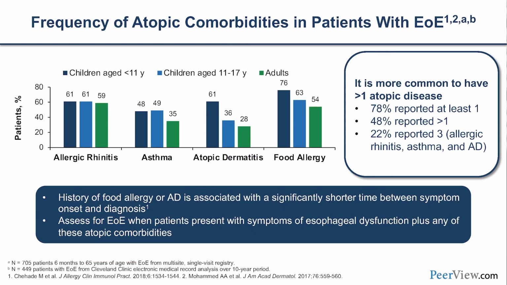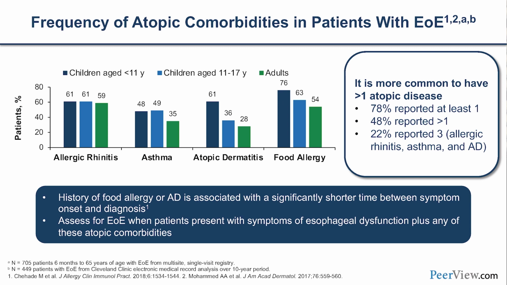Now, atopic comorbidities in patients with EoE are quite common. Somewhere between 60 to 80% of EoE patients will have at least one atopic comorbidity, and almost half will have more than one atopic comorbidity. And so you can see in this graph, which is age stratified, how common allergic rhinitis, asthma, atopic dermatitis, and food allergy are in patients with EoE.